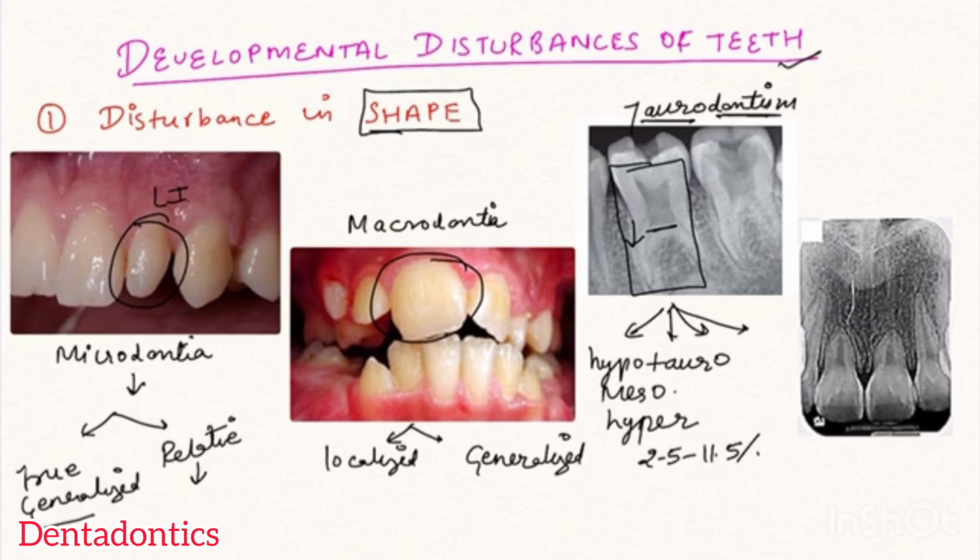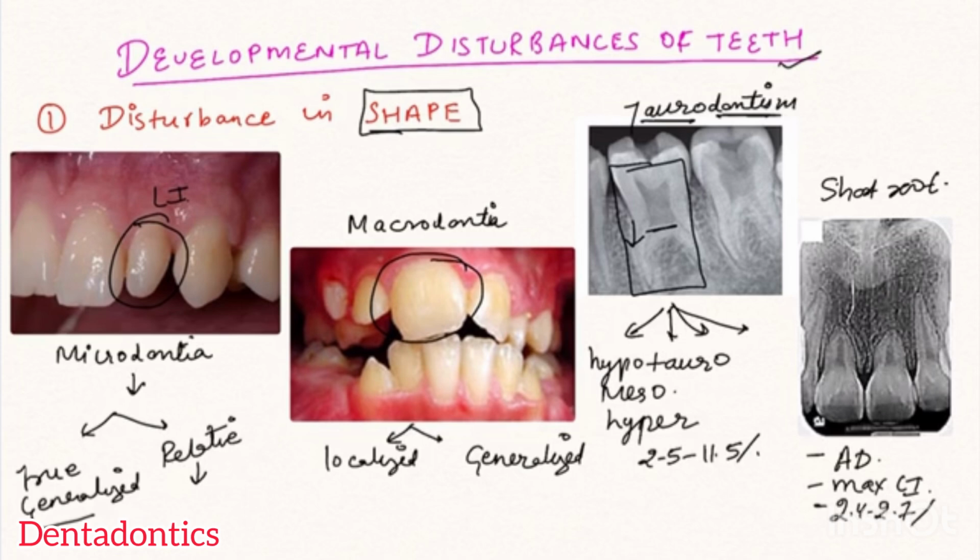The prevalence rate is 2.5 to 11.5%, and the clinical implication is there is a chance of pulp exposure during restoration. Now coming to the fourth condition, that is short root. It is given by Lind. There is a reduced crown to root ratio and it is an autosomal dominant pattern, and here the maxillary incisors are most commonly involved, and after that the premolar.